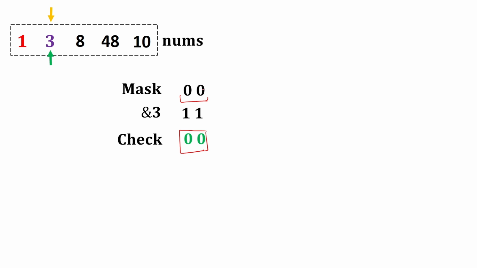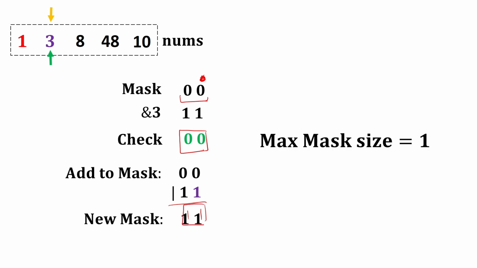And what was the problem earlier? You had a 1 at this place. Now this position has become free, so this 1 can take this position. So now 3 can be added successfully. So add to the mask. How do you add? You take a bitwise OR. What is the OR? 1 plus 0 is 1, 1 plus 0 is 1. So this is my new updated mask and this is my new mask size or my subarray.